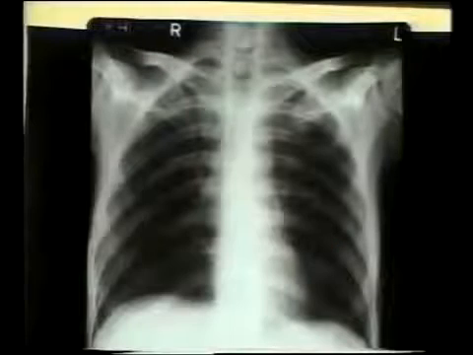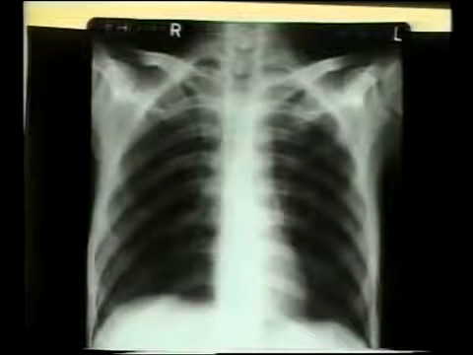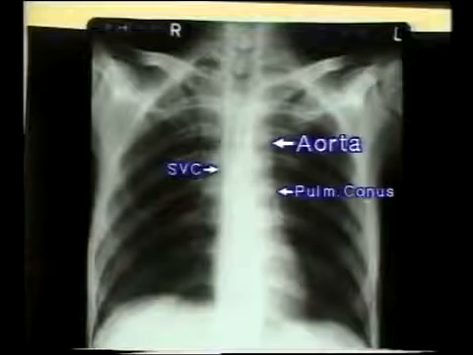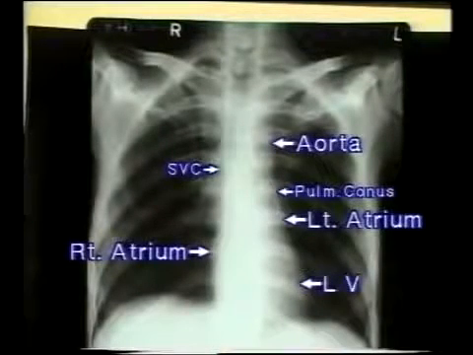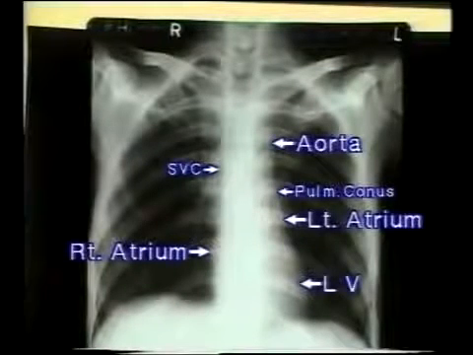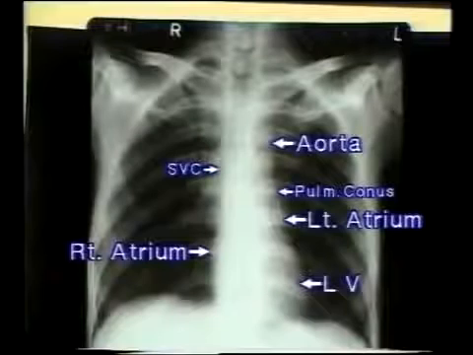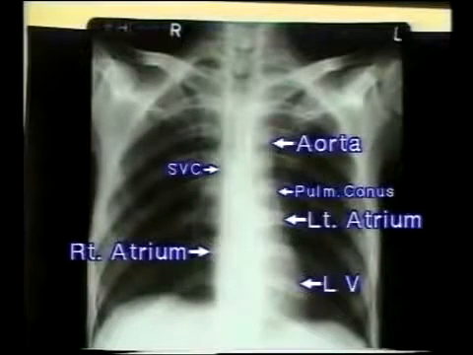Now inspect the cardiac silhouette. First study the cardiac border and measure the cardiothoracic ratio for cardiac enlargement. The left cardiac border is made of aorta, pulmonary conus, left atrial appendage and the left ventricle. The right cardiac border is composed of superior vena cava and the right atrium. We will study the details later.